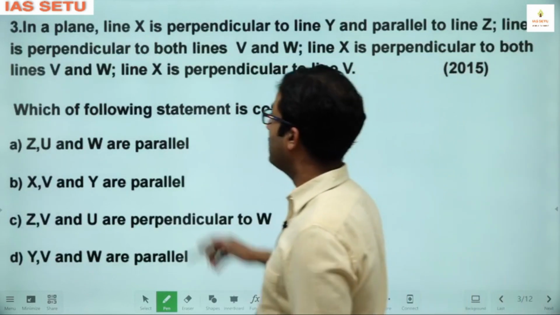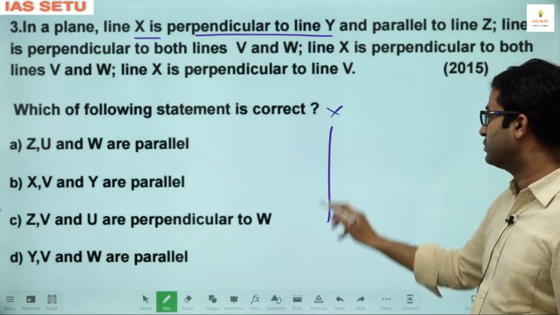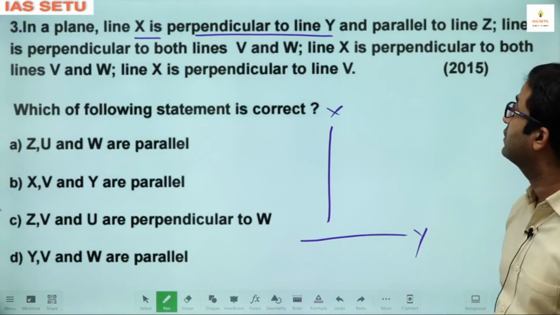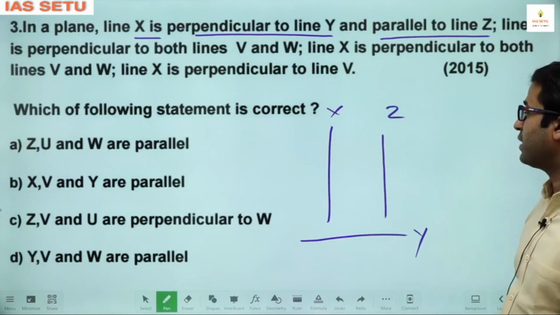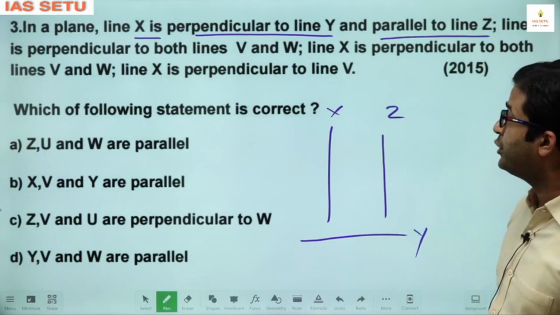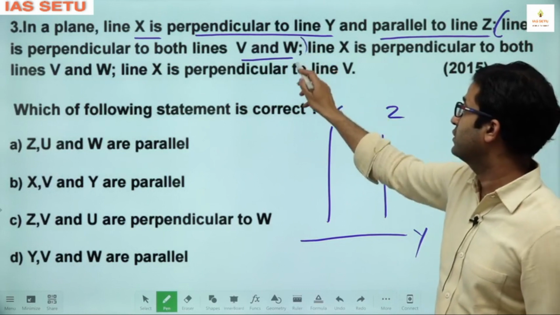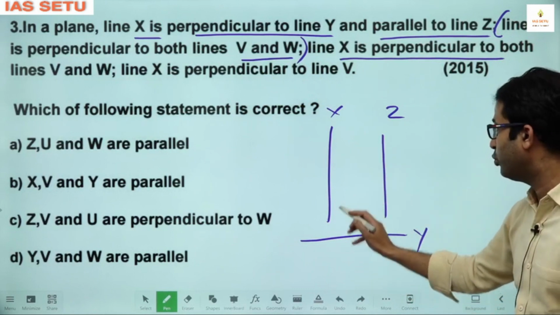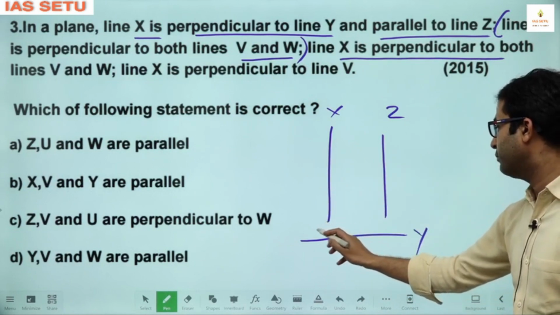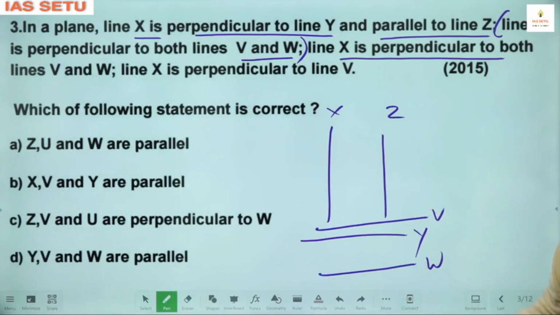Question number 3. In a plane, line X is perpendicular to line Y. I take X like this, so Y is like this, perpendicular. And parallel to Z, it means X is parallel to Z, and Y is perpendicular. Line X is perpendicular to both V and W. X is perpendicular to Y, X is perpendicular to V, X is perpendicular to W. The second information, line U is perpendicular to both V and W, we will use in the last.